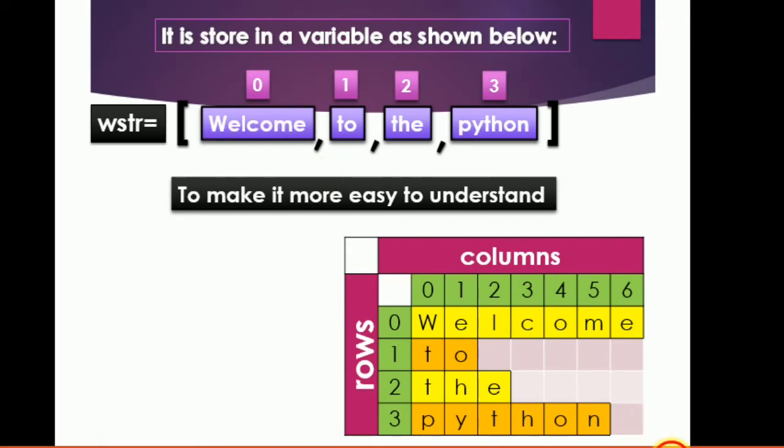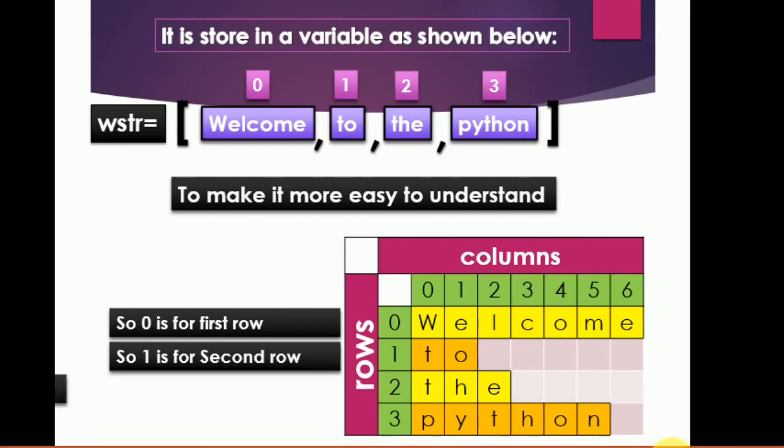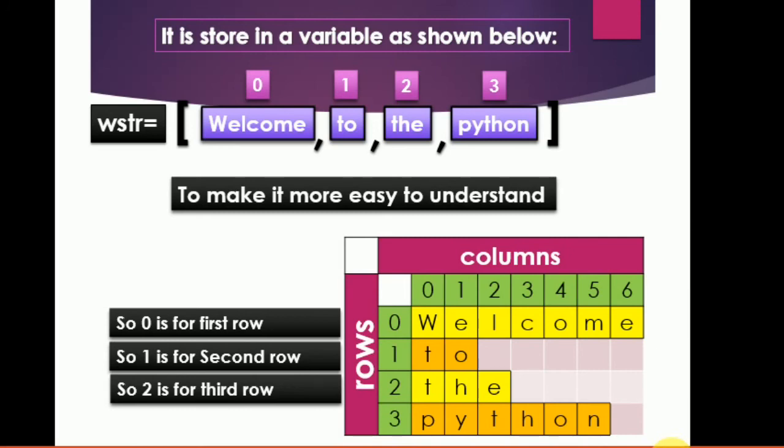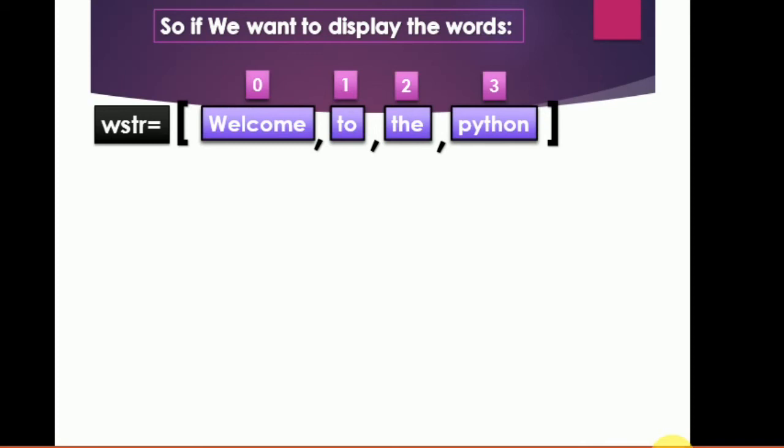Now how are we going to detect that? I have written here also: 0 is for the first row, 1 for the second row, 2 for the third, and the last, 3, is for the fourth row. So now you know how these words are stored in a variable after split. If you want to display the word, you know that it is stored inside WSTR. Now you know 0 means row number 0, then 1, 2, 3 like this.